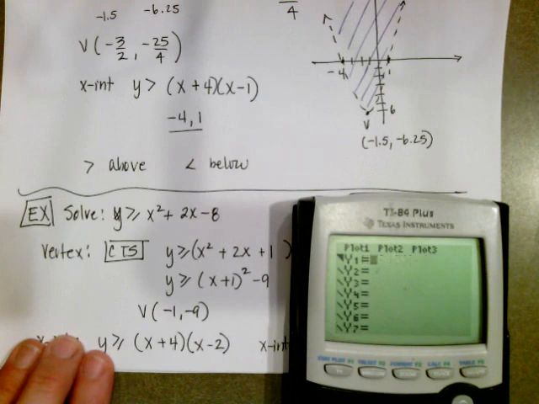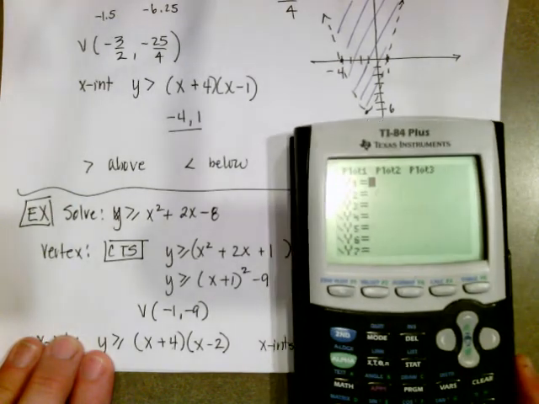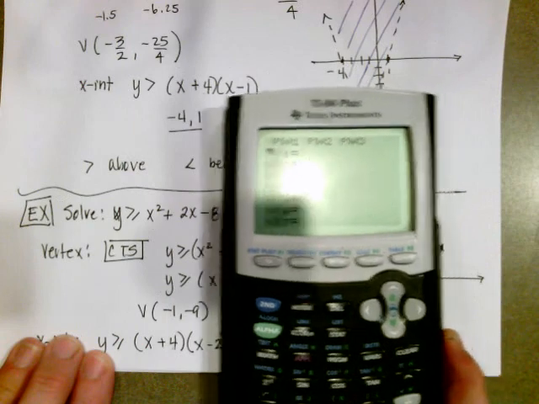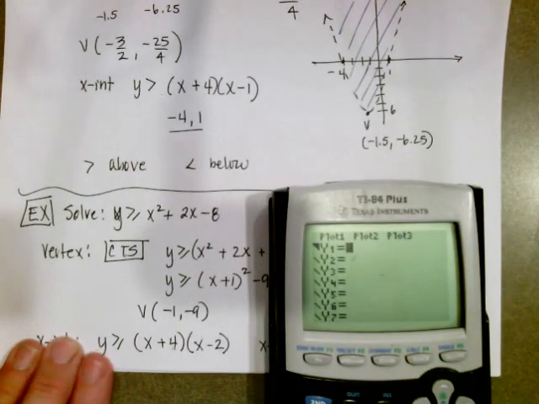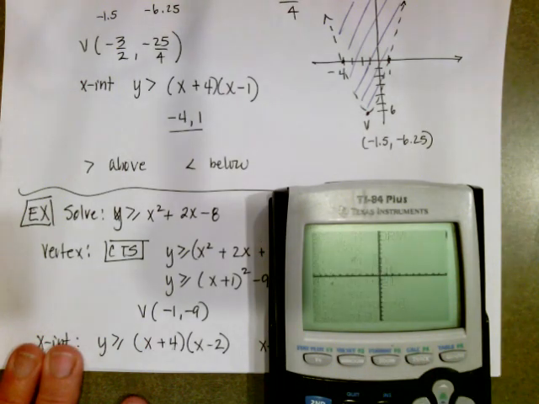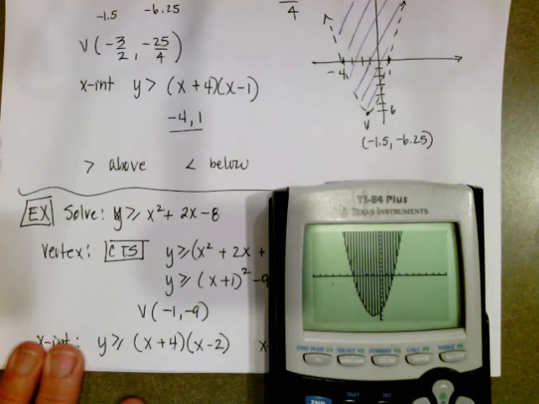So I'm going to clear our last one. I'm going to leave the greater than. Sometimes you have to reset that because it doesn't hold when you shift to a new operation. Boy, there's a wicked glare on my calculator. Okay, I think you can see it there. So then I'm going to enter the original equation. I have x squared plus 2x minus 8. I'm going to do a zoom 6. It's still bad. All right, there you go. There's your graph. There's your shading.